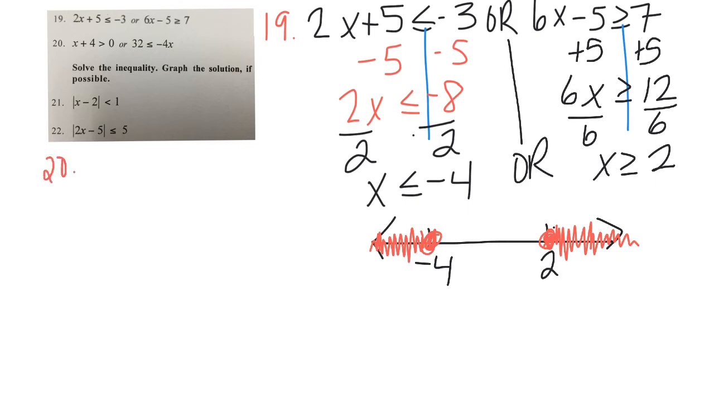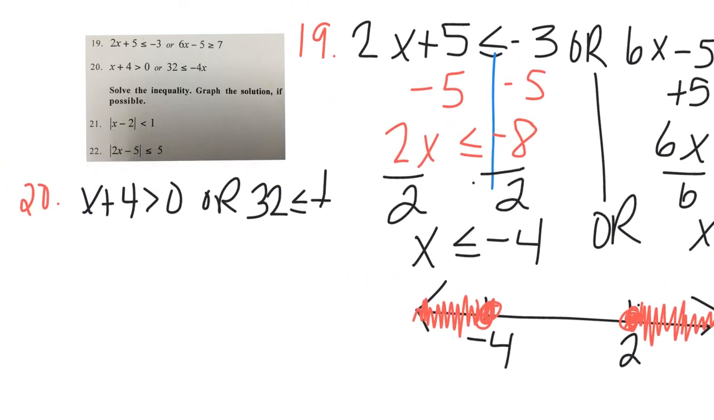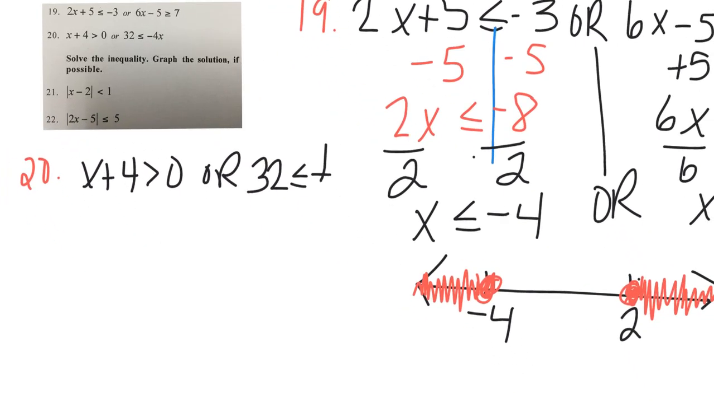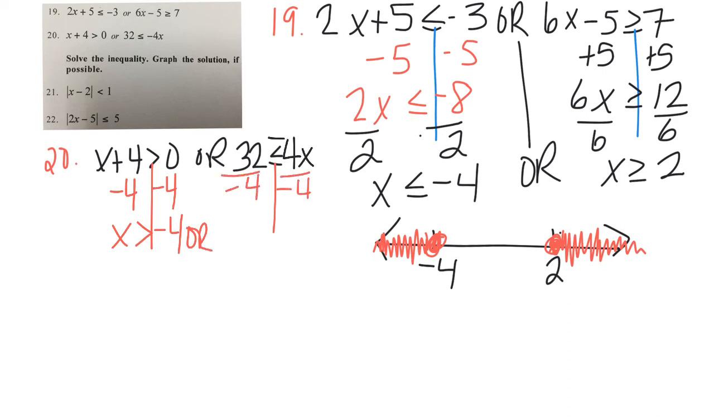Number 20. X plus 4 is greater than 0, or 32 less than or equal to -4x. I don't know why it does this to me. That's a -4x. I know, it's really bad writing. We're going to subtract 4. X is greater than -4. Or divide by -4. Dividing by a negative, so -8 is greater than or equal to, the sign flips, x.